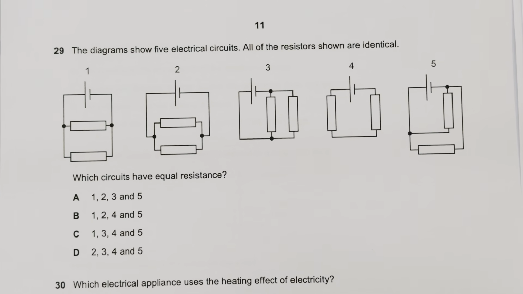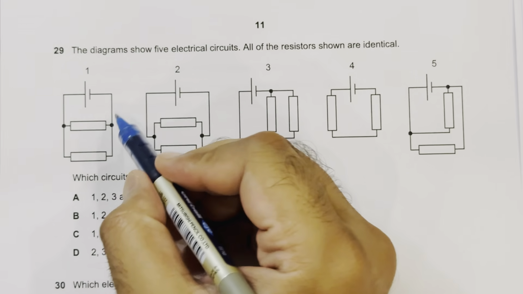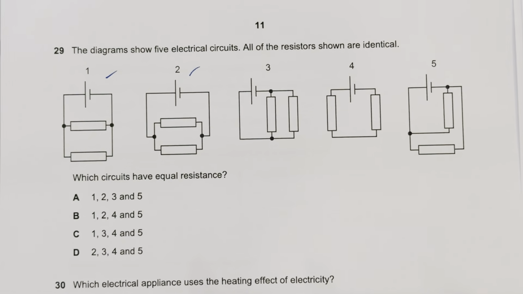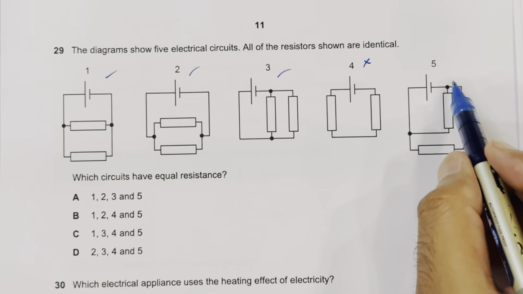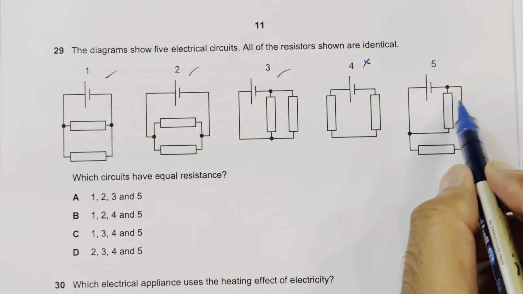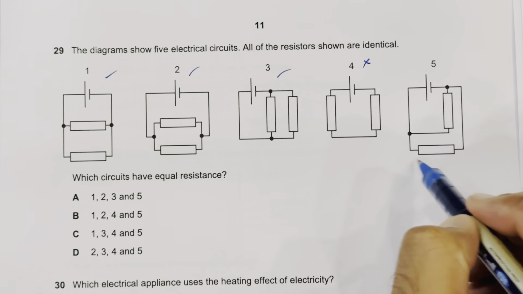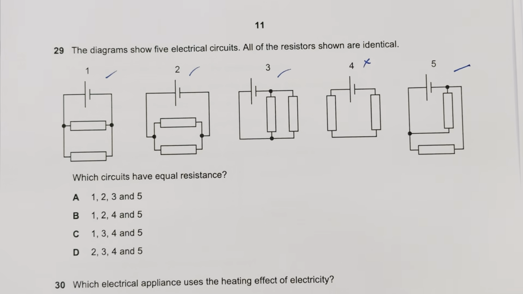Question 29 is a very interesting question. The diagram shows five electrical circuits. All of the resistors are shown identical. Which circuits have equal resistance? We know that this is parallel, this is parallel, this is parallel, and this one is not parallel. This is the series circuit. And this one has one loop and another loop, so this is also a parallel circuit.